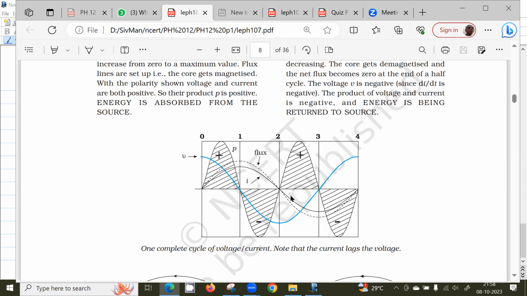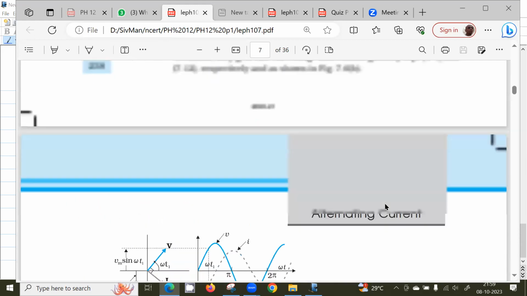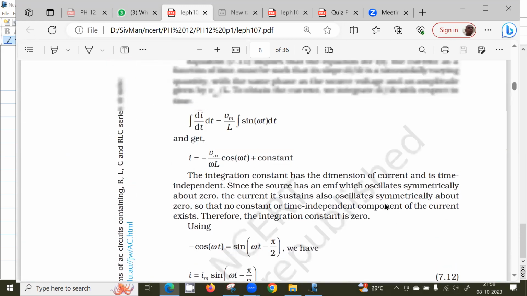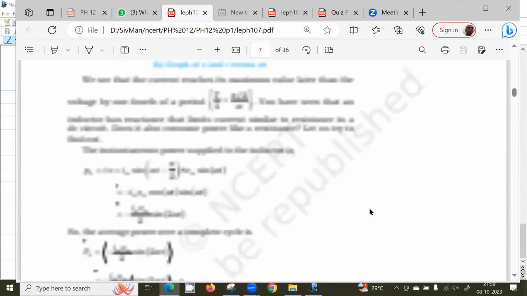In the third quarter, both are negative. Voltage is negative, the blue one, and the current, the solid line, is also negative. So the product is positive. In the fourth quarter, both are opposite. Voltage is positive, but the current, the solid line, is negative. So power is negative. The average power is zero because plus and minus will cancel. This is for the inductor. Similarly, the same thing will come for the capacitor.